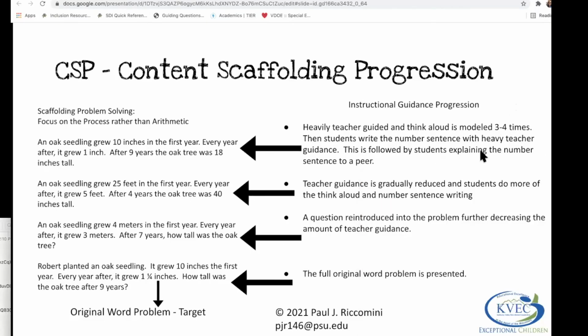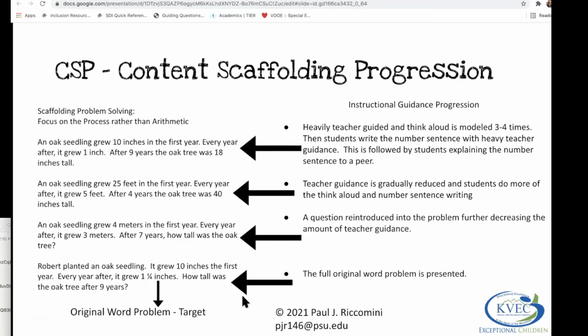Okay. Now, of course, this one is the original question I probably started with out of my book. I just changed it a little bit. So this is my original targeted question. Again, this is one of those things that's recommended by Rick Amini. Like I said, he's done multiple years of research on this, and this is a very high effect size for our students. It's called Content Scaffolding Progression.